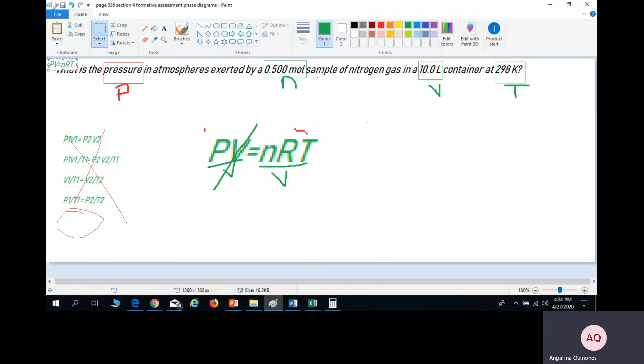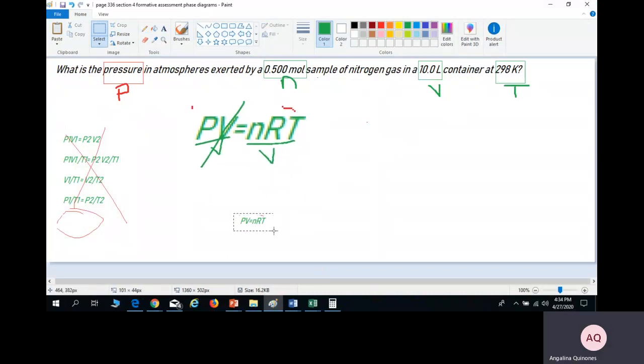So I'm just going to bring that over again. Now we've got the correct version of it. We're going to make it a little bigger. Okay. And then, of course, we took this volume and we just moved it into the denominator here. And now pressure is what we're looking for.